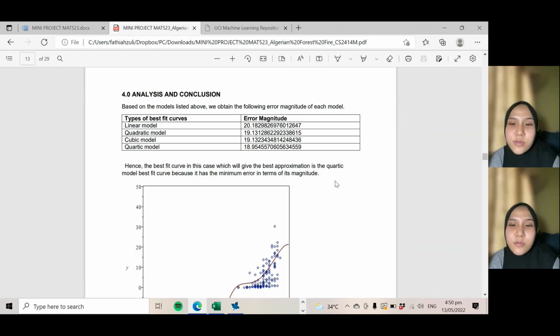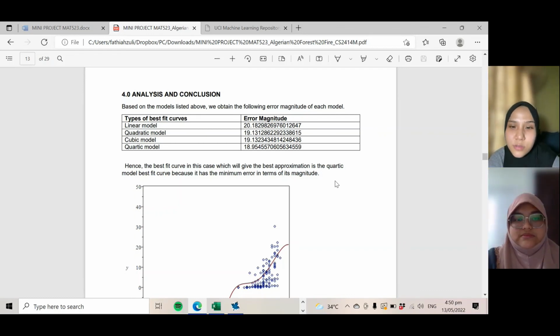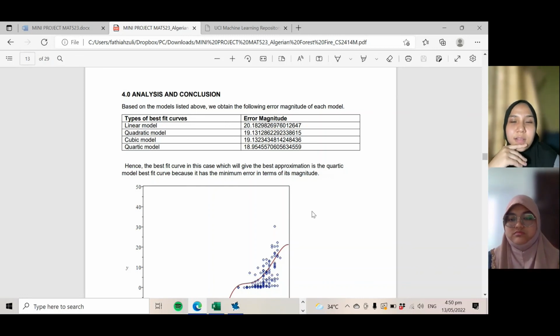And then I want to explain the analysis and conclusion of this project. Based on the models above, we obtained the following error magnitude for each model. We got linear model 20.1829, quadratic model 19.1312, cubic model 19.1323, quartic model 18.95.